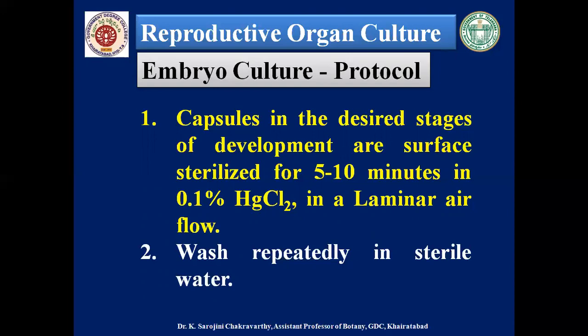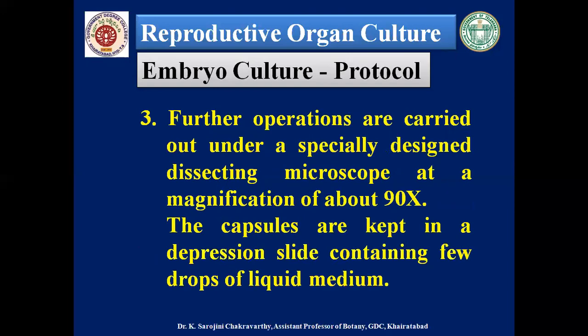Next, we have to wash these capsules with sterile water three to four times to remove the traces of mercuric chloride. The third step is to take the help of a specially designed dissecting microscope. Why? Because under aseptic conditions we have to remove the embryo very carefully, so the magnification of the microscope should be around 90x.